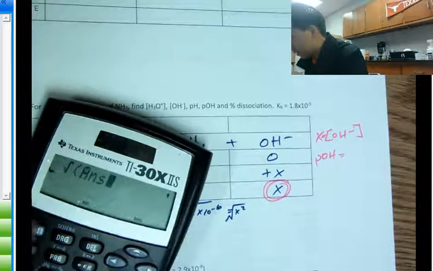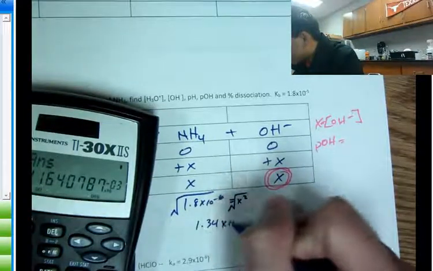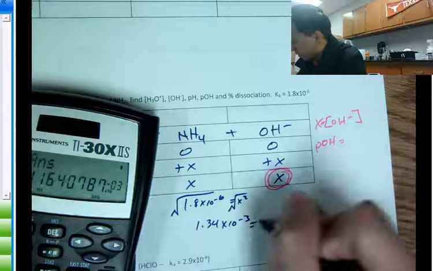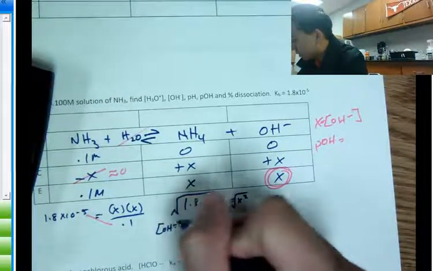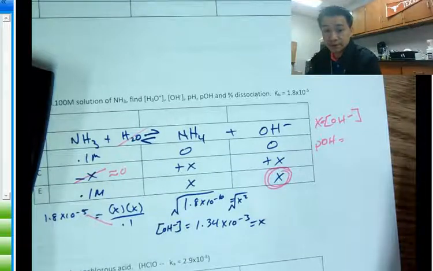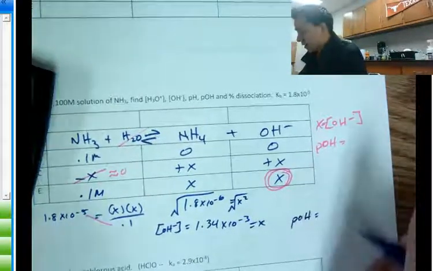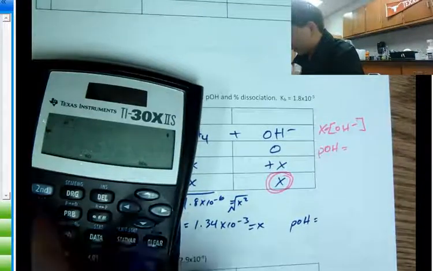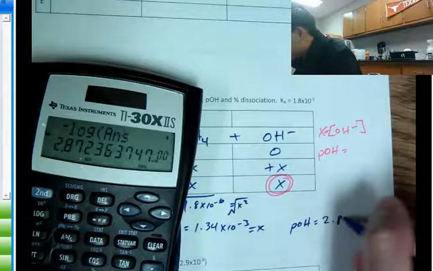Square root of that. I get 1.3 times 10 to the negative 3 as my X there, that's my OH. Okay, that's my OH. This is the base, so that's my OH. And so I can get the pOH by taking the negative log of that, which is 2.87.